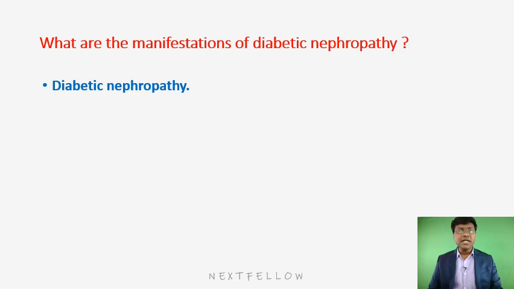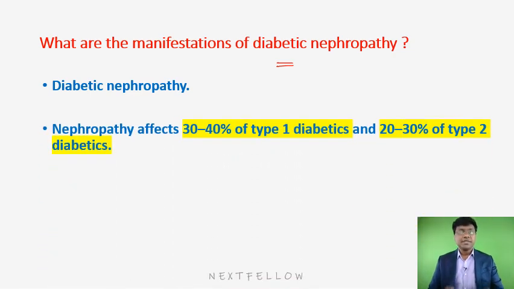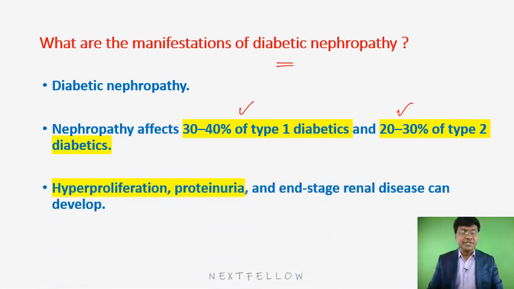Next, the microvascular complications. I have taught you that these are diabetic nephropathy, diabetic retinopathy, and diabetic neuropathy. So what are the manifestations of diabetic nephropathy? Almost 30 to 40% of type 1 diabetics develop diabetic nephropathy, and 20 to 30% of type 2 diabetes mellitus patients develop diabetic nephropathy. Now, what will be the manifestations? The manifestations will be hyperfiltration, proteinuria, and the development of end stage renal disease. That will be the manifestation of diabetic nephropathy.